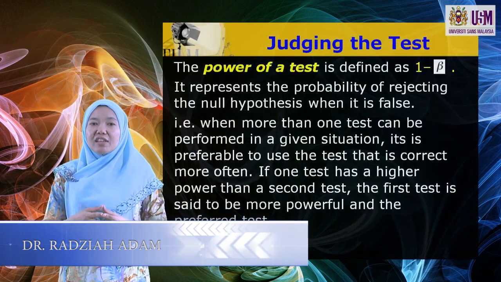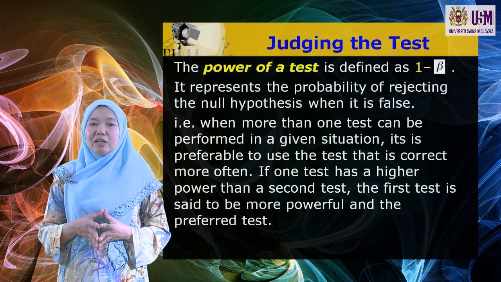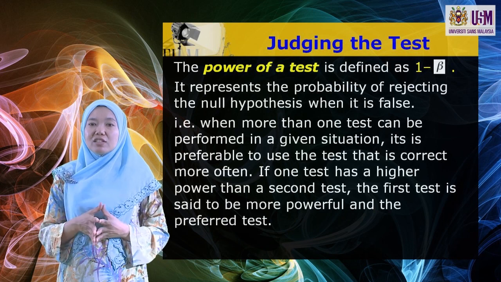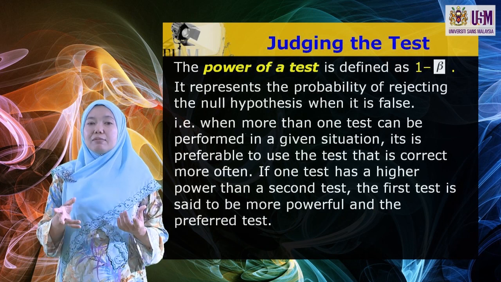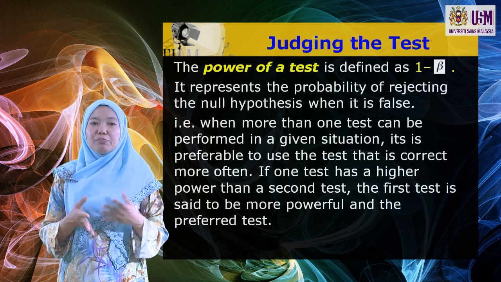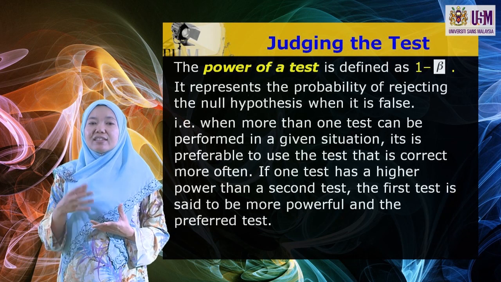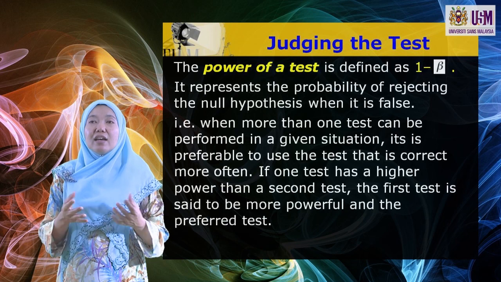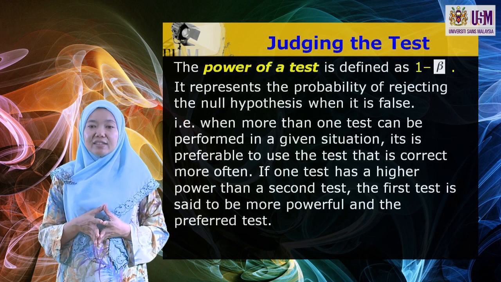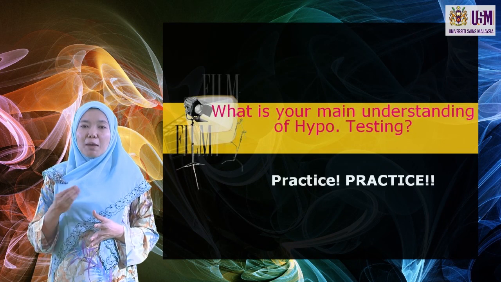When we judge the test, the power of the test is defined as 1 minus beta. So it represents the probability of rejecting the null hypothesis when it is false. For example, when more than one test can be performed in a given situation, it is preferable to use the test that is correct more often. If one test has a higher power than a second test, the first test is said to be more powerful than the other. So basically, I'm going to wrap up your understanding of hypothesis testing.